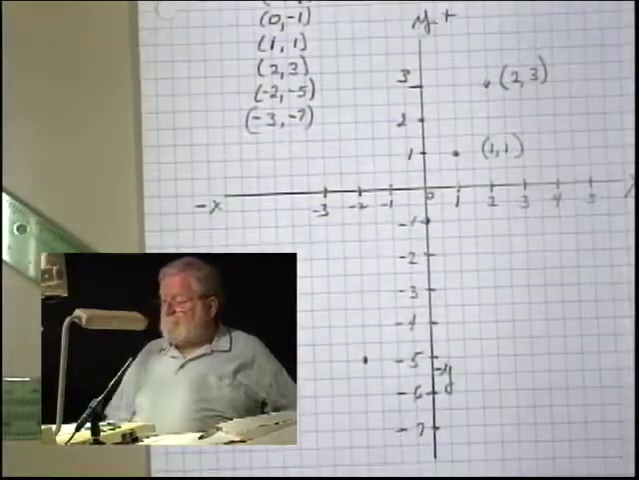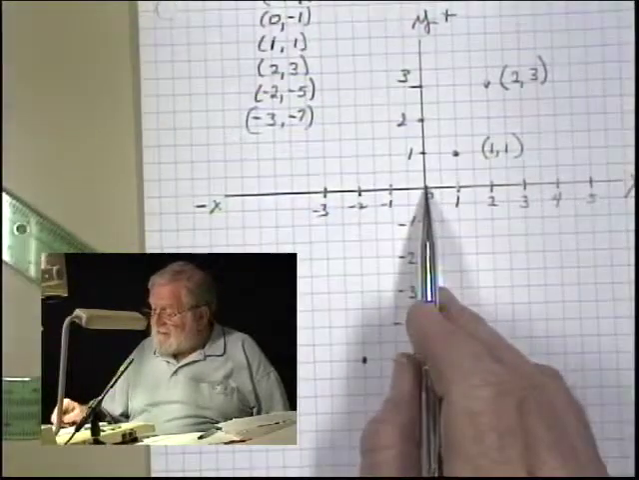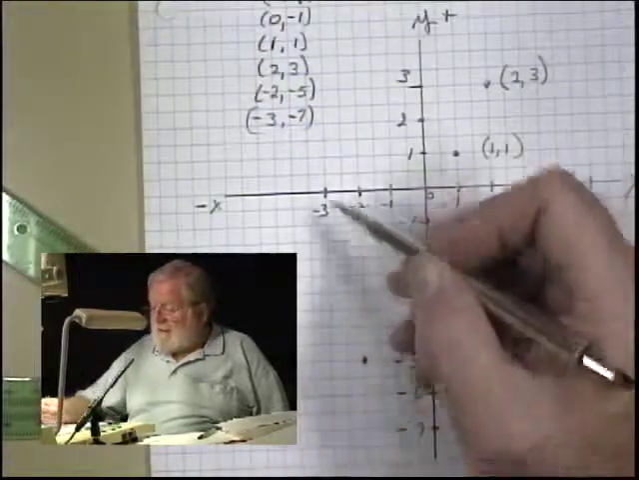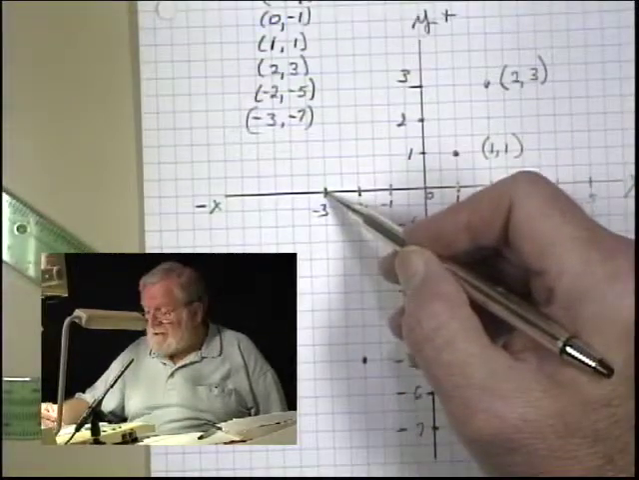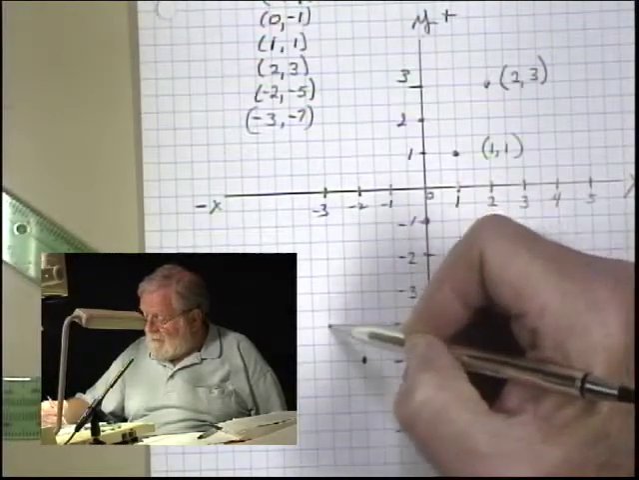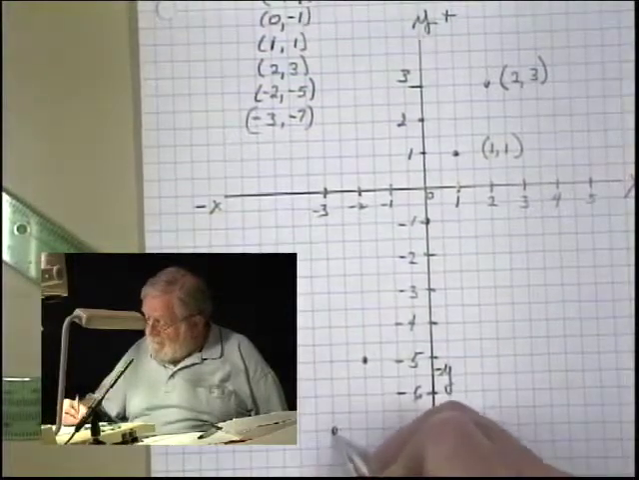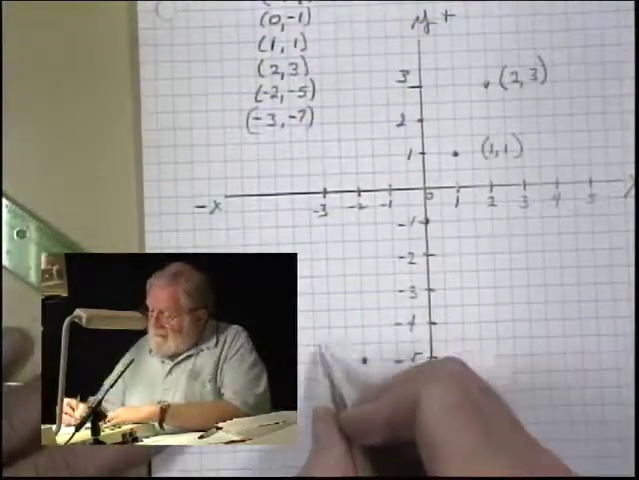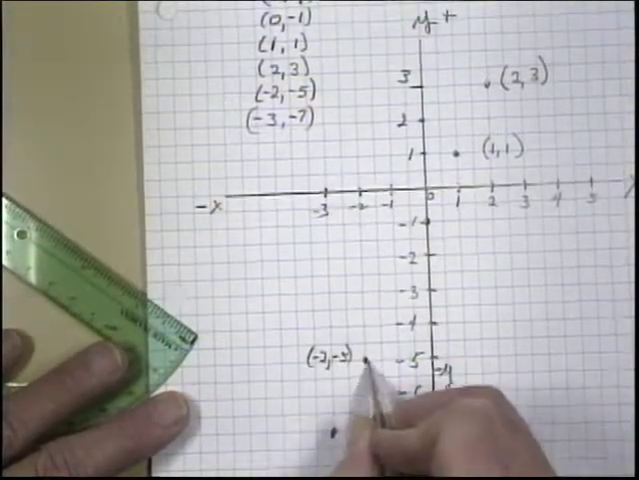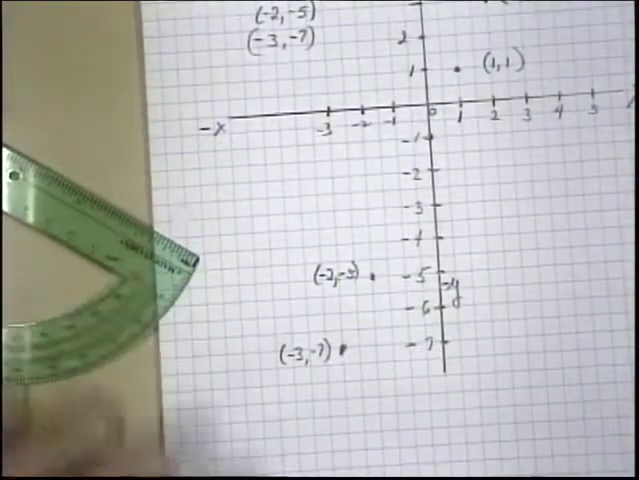There's our next point. And then the last point is a minus 3 on the x. So here's our 0. We're going minus, to the left, 3 units. And then down 7 units on the y. So 1, 2, 3, 4, 5, 6, 7, right here. Let me write these in. This is a minus 2, minus 5, this point. And this is a minus 3, minus 7.